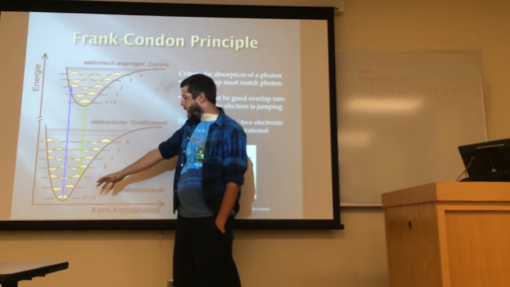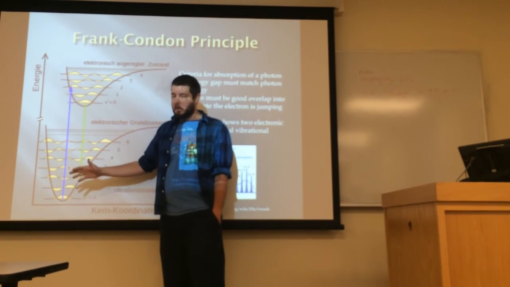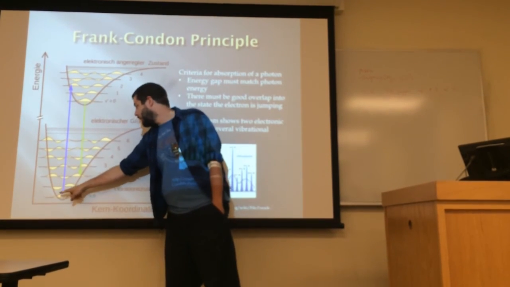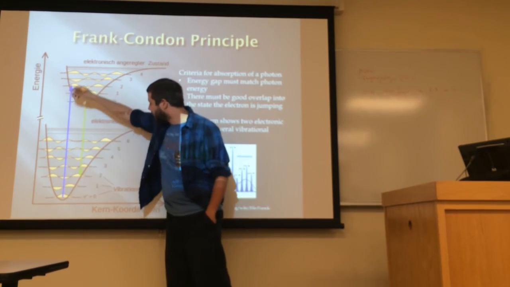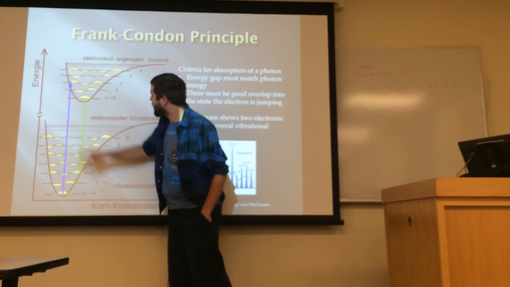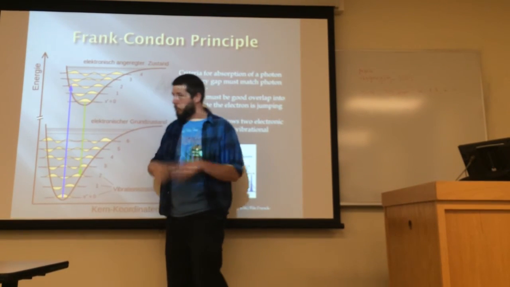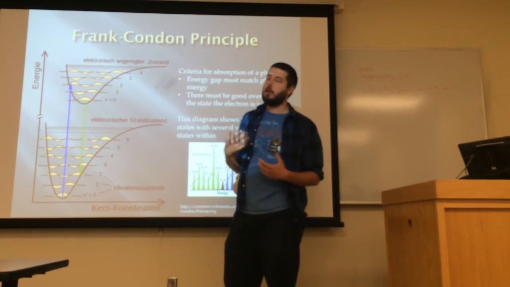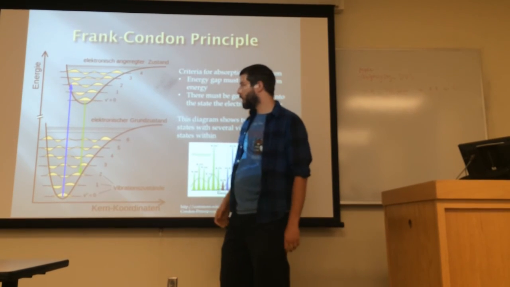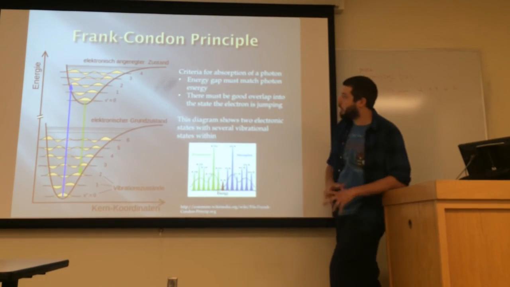But what this talks about is there needs to be a good overlap. So if you think about it vertically, how much of this, the area under the curve there, is matched by that. And if there's more overlap, it's more likely that a photon will be absorbed. And then emission, we'll talk about that later. This is pretty much strictly absorption.